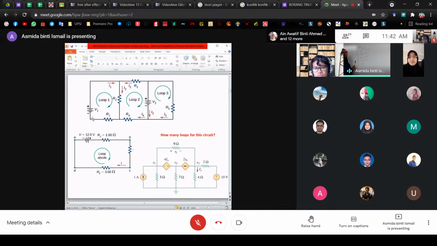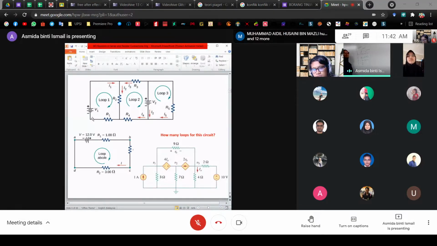Sebenarnya tak perlu pun guna this equation. You don't need to use this equation actually. Ni dia punya macam kalau ikut formula macam mana nak kira berapa banyak gelung yang ada. This is the formula. Tapi kalau you tengok dengan mata kasar pun you boleh faham sebenarnya. If you look at the circuit, you can understand. And you can find how many loops you have in that circuit. So you can try for this circuit and this also.